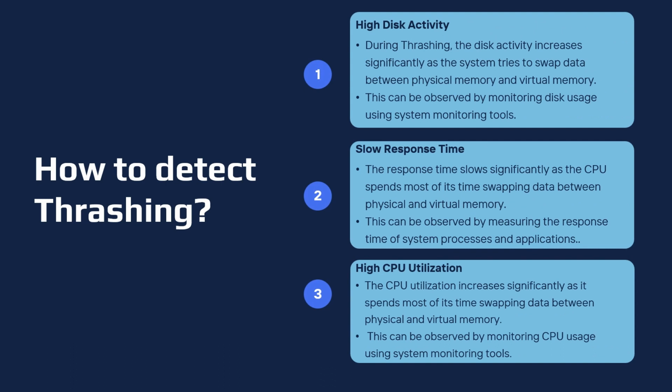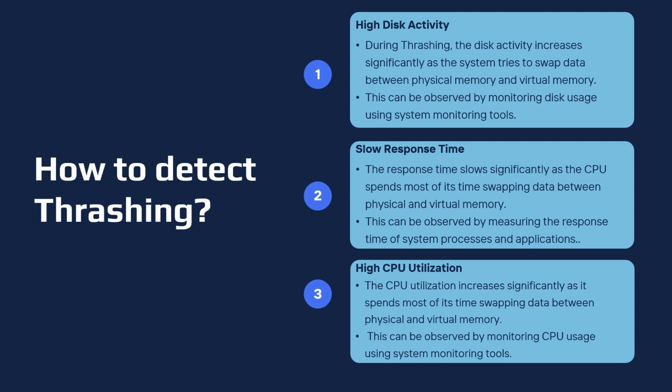Now, how do we detect thrashing? We have three symptoms to do so. The first is high disk activity. During thrashing, the disk activity increases significantly as the system tries to swap data between physical memory and virtual memory. This can be observed by monitoring disk usage using system monitoring tools.